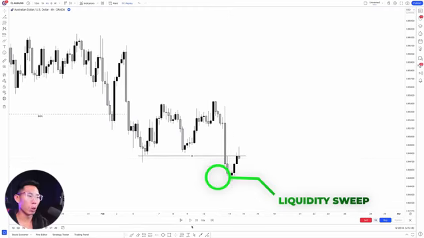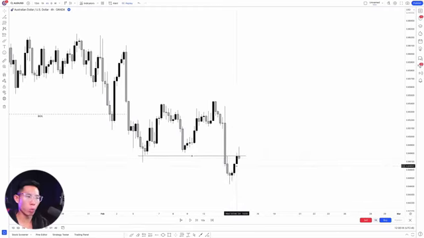So in this example, we actually had a liquidity sweep right here. Because trust me when I say that if price wanted to go down, price would create this massive momentum and just go down, creating a lower high, a lower low, lower high, and lower low. But that is not what it actually shows us.